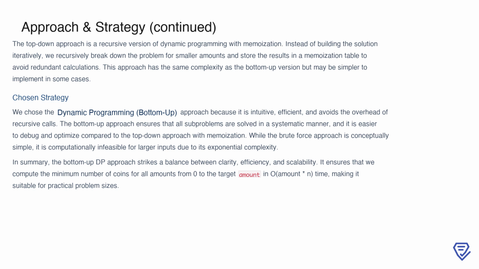In summary, the bottom-up dynamic programming approach strikes the perfect balance between efficiency, clarity, and scalability. It enables us to compute the minimum number of coins for all amounts from 0 to the target amount in O(amount * n) time, making it a practical and reliable solution for this problem.